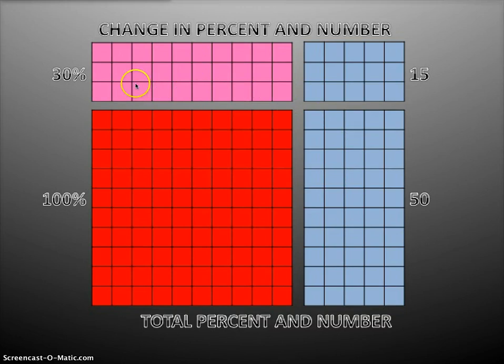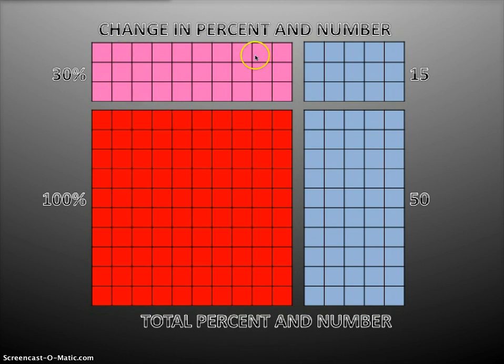In the top left corner of the rectangle is where they will put the change in percent, and in the top right corner is where they will put the change in number. When solving percent problems, either the change in percent, the change in number, or the total number is missing. In order to find the missing part, the students simply need to complete the rectangle.